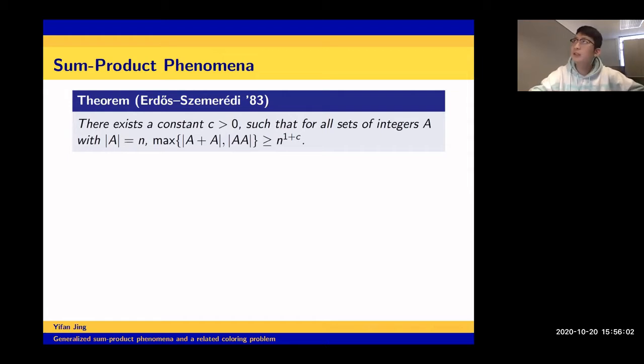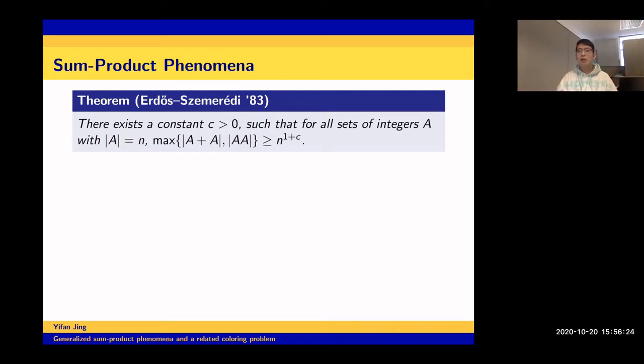Yes. So basically, you can see that if you ignore this 1 plus c, if A plus A is smaller than K times n, then A should look like an arithmetic progression. If A times A is smaller than K times n, then A should look like a geometric progression. So you know that an arithmetic progression is not a geometric progression.